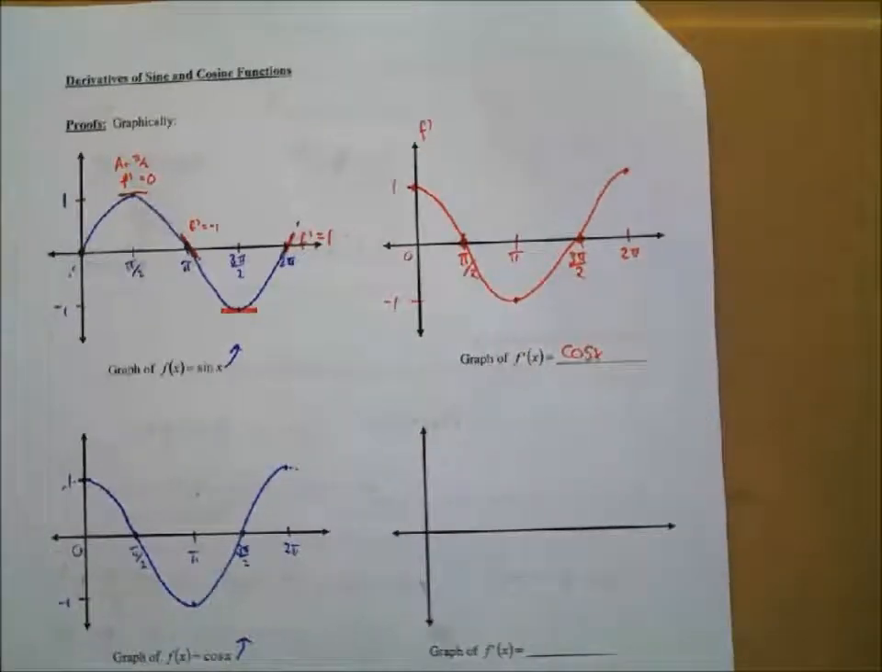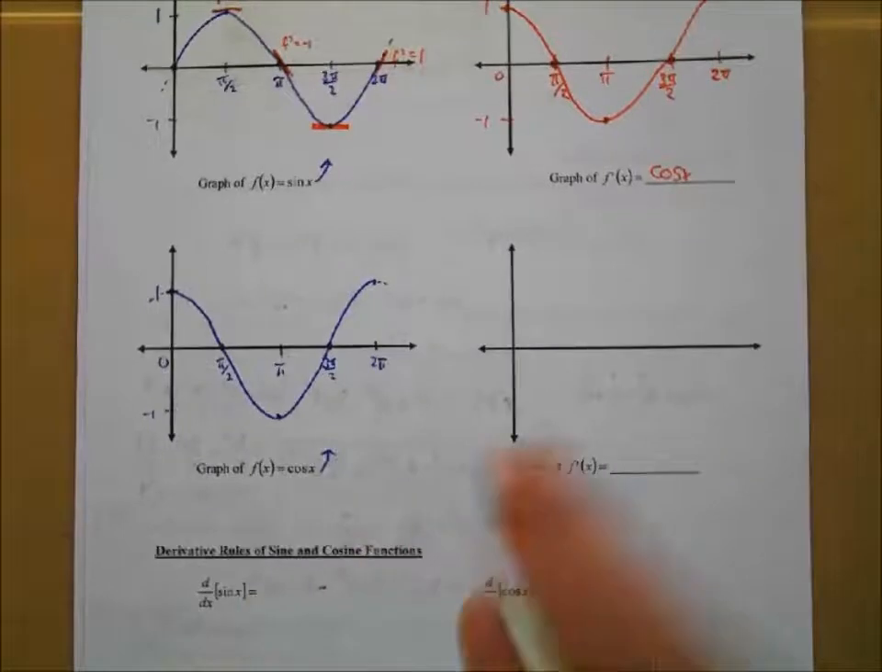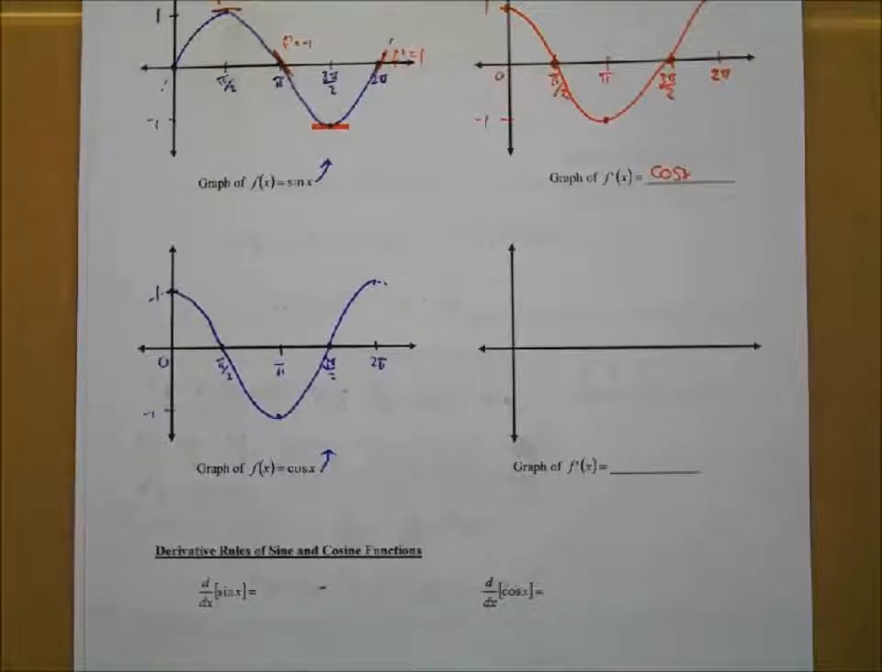Okay, so the derivative of sine is cosine. Derivative of sine is cosine. So you're probably looking at this one, you're like, well, Mr. Witt, come on, the derivative of cosine has got to be sine, right? Well, let's see.